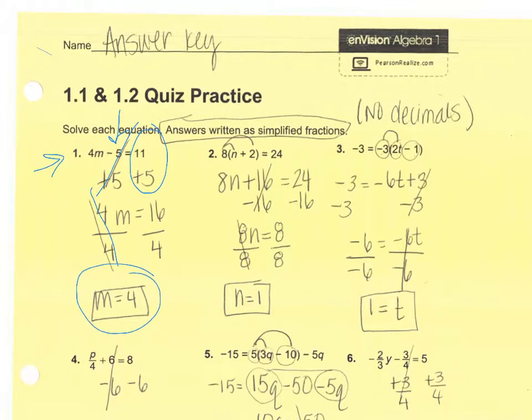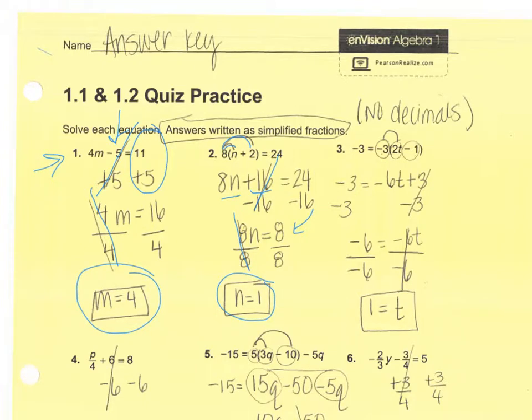For number 2, don't forget to distribute first. So 8 times n is 8n. 8 times positive 2 is positive 16. Then we get rid of 16 by subtracting on both sides. 24 minus 16 is 8. And then we divide both sides by 8, so n is 1.